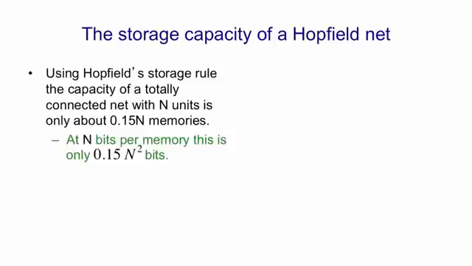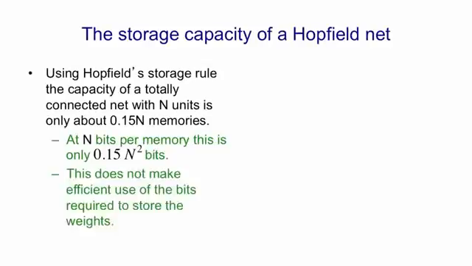Each memory is a random configuration of the n units, so it has n bits of information in it. And so the total information being stored in a Hopfield net is about 0.15 n squared bits. This doesn't make efficient use of the bits that are required to store the weights. In other words, if you look at how many bits the computer is using to store the weights, it's using well over 0.15 n squared bits to store the weights. And therefore, this kind of distributed memory in local energy minima is not making efficient use of the bits in the computer. We can analyse how many bits we should be able to store if we were making efficient use of the bits in the computer.